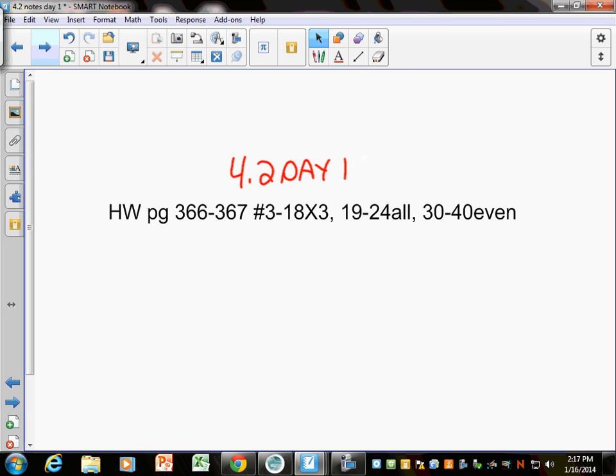Here's your homework. 3 through 18 multiples of 3, 19 through 24 all, and 30 through 40 even. I'll tell you, 19 through 24 are the ones where you're using those special triangles that we drew in our notes. So they're all 30 degrees, 60 degrees, or 45 degrees, and all you have to do is look at those triangles to find the answers. They shouldn't be hard work. Some of the other ones you have to write all 6 trig functions.